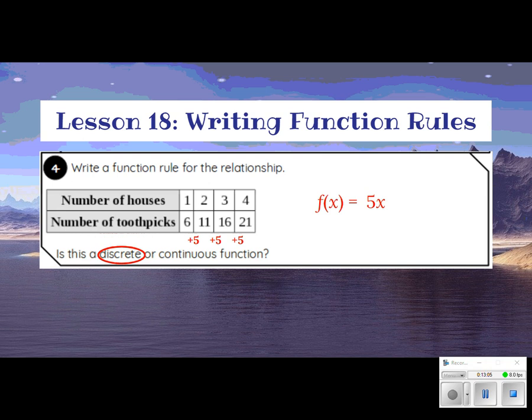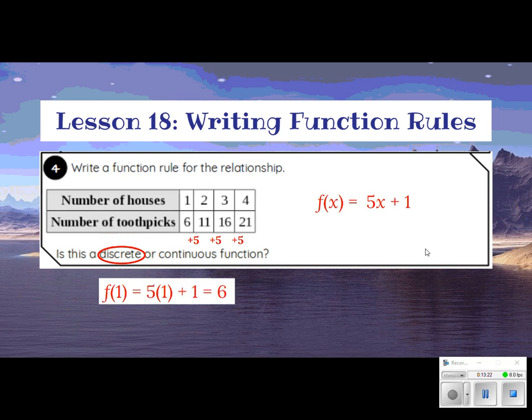Let's try it. Let's plug it in. Let's check it out. So 5 times 1 is 5. But that's not what I got in my table. I have a 6. So I'm pretty close by. All I need to do to my 5 is add 1 to it. So let's add 1 to my function rule.